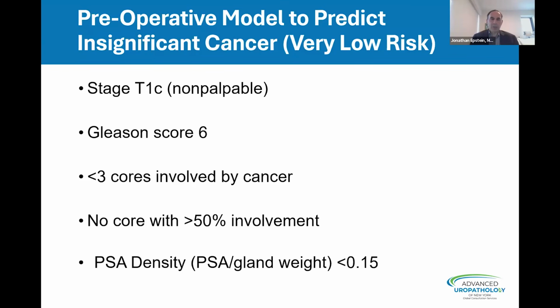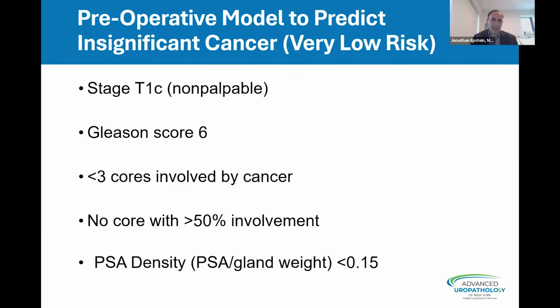So first of all, our criteria were the patients had non-palpable disease on rectal exam, which is the most common way that prostate cancer presents today. Gleason score 6, only 3 cores, or 1 or 2 cores with cancer. No core had a lot of cancer. And then the PSA density, which is you take the PSA divided by the gland weight, which can be done on ultrasound or other imaging. It was less than 0.15.